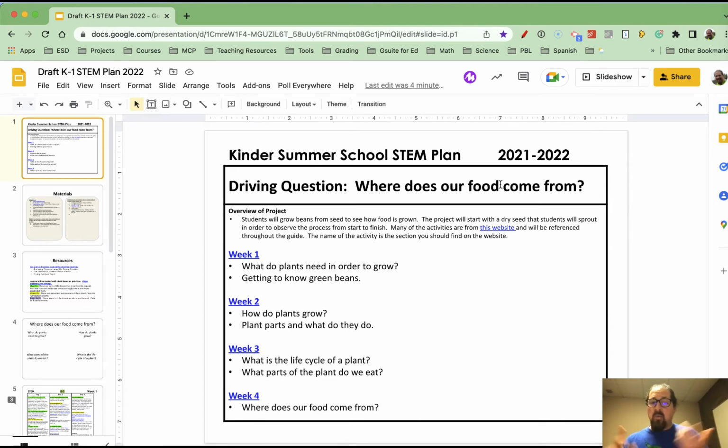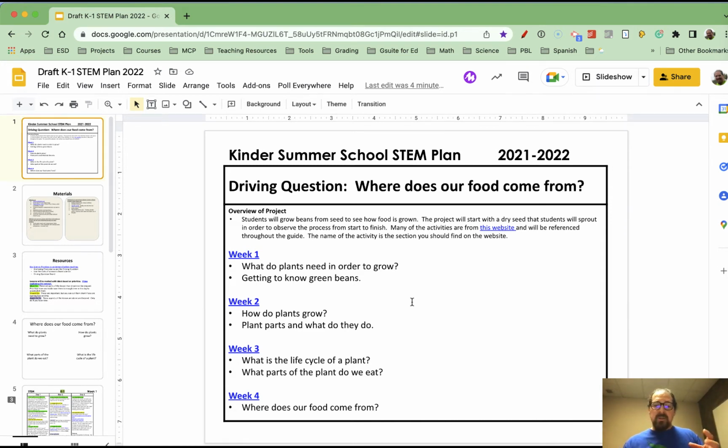In week 1, what do the plants need in order to grow? What are some of the key pieces that they need? You will not answer that question in the first week, but you're going to get started on it, and then you'll keep answering bits of it as you go through. It's kind of the long project on that. We're going to be using green beans as one of our anchoring activities. You're going to grow some in a plastic bag. I'll show you that later. And so we're going to get to know green beans a little better.